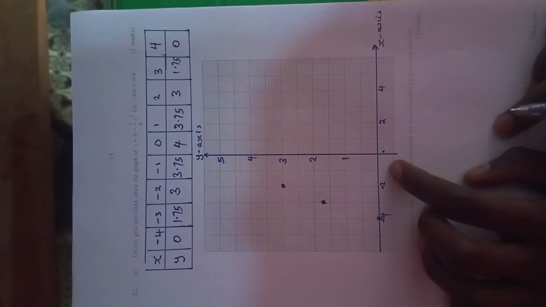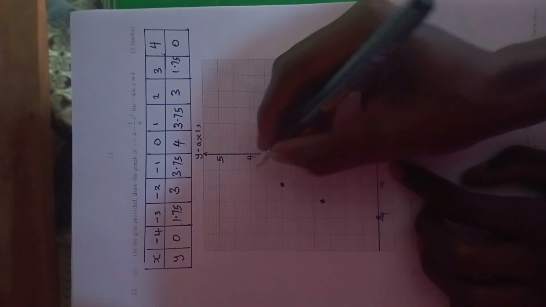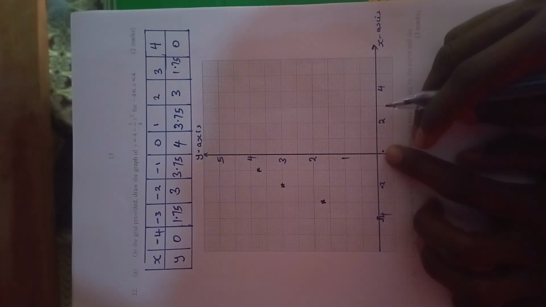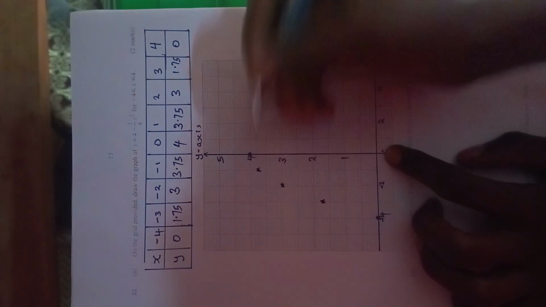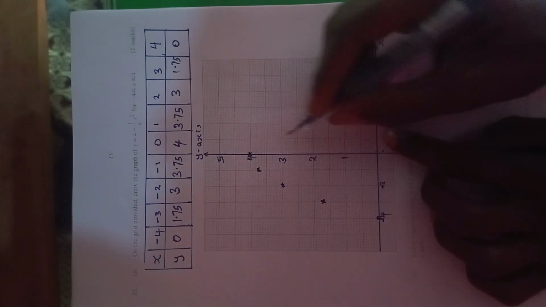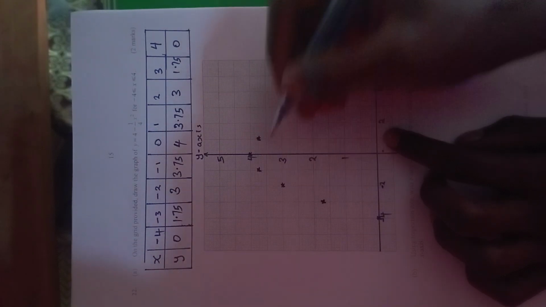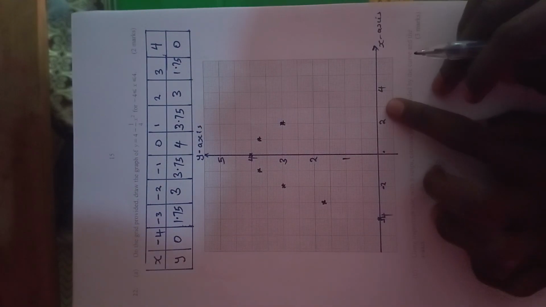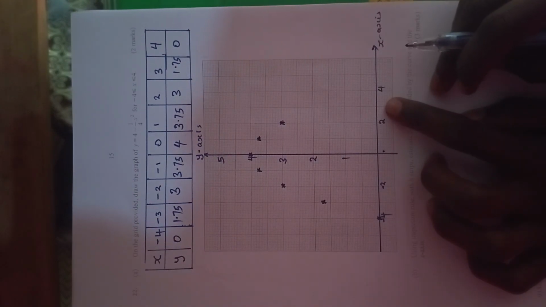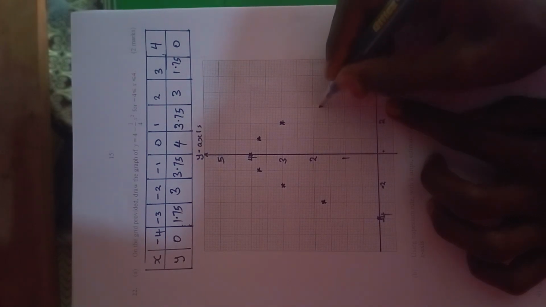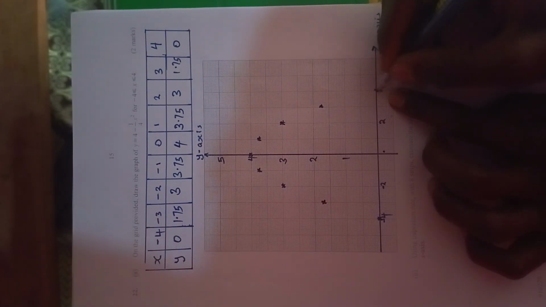And if x is -1, the corresponding value of y is 3.75. This is 3.5, so 3.75 is somewhere here in between. And if x is 0, the corresponding value of y is 4. And if x is 1, we have 3.75. It is going to repeat itself. If x is 2, the corresponding value of y is 3. If x is 3, the corresponding value of y is 1.75. And lastly, if x is 4, the corresponding value of y is 0.